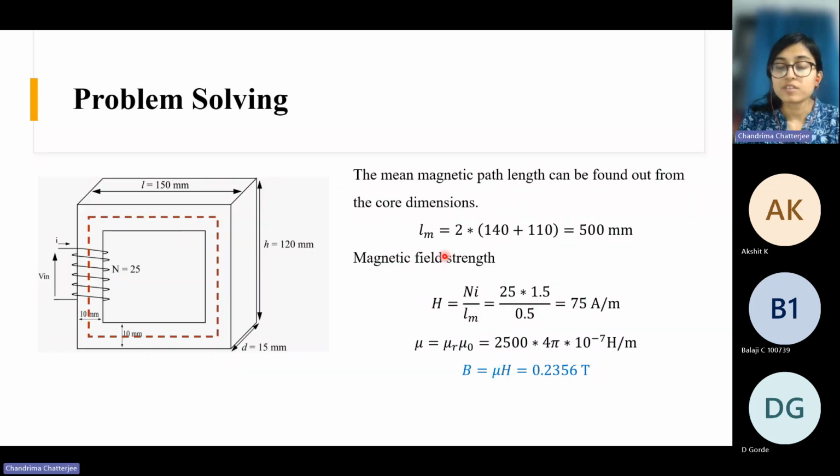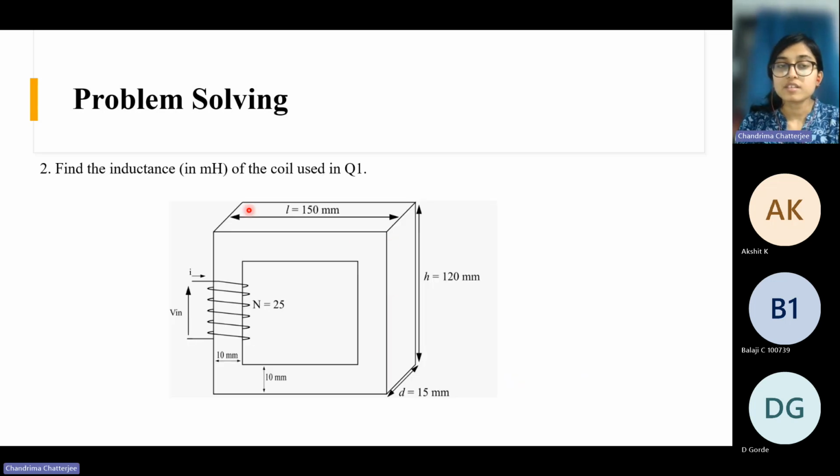So this is straightforward. You just need to know the basic principles, Ampere's law. So here we have used Ampere's law: H equals Ni by Lm, and B equals mu H. So this is 0.2356 Tesla. What is the next question?